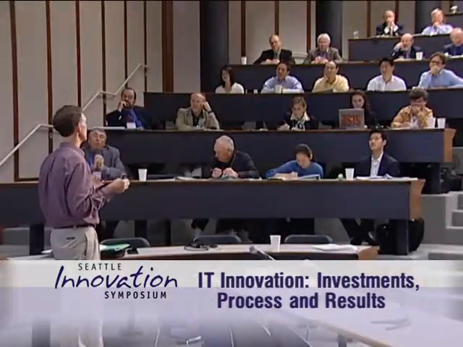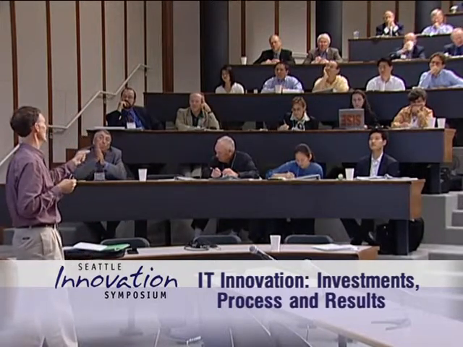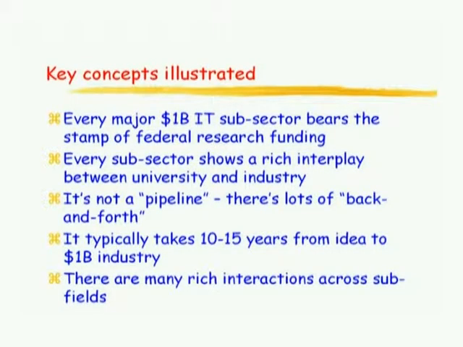The truth is that over history in this field, it's tended to take a long time to assemble billion-dollar industries from innovations. On the other hand, there are lots of innovations in the storehouse, and if we can figure out how to move those innovations into market faster, then that's a significant contribution. Every major billion-dollar subsector shows the stamp of federal research, but it's really this complex interplay of universities, industry, and government that makes it happen. It's not a pipeline. There's lots of back and forth, and that's really important.